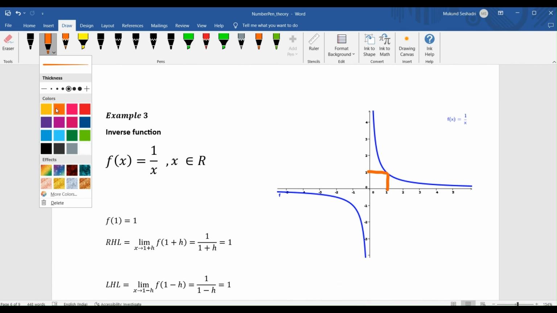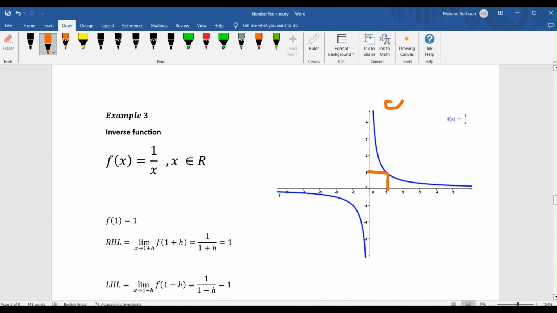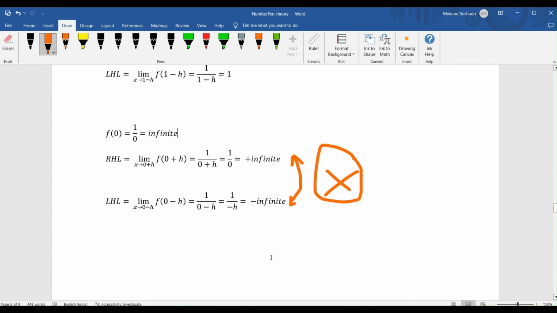So let me represent it here. This is my positive infinity and this is my negative infinity. So which means this function is continuous at the point 1, which we saw in the previous working, but it's not continuous at the point 0 because LHL not equals RHL at x equals 0 plus or 0 minus, right? Which means that the function is discontinuous at x equals 0. So in the subsequent videos, we'll work out more complex examples.